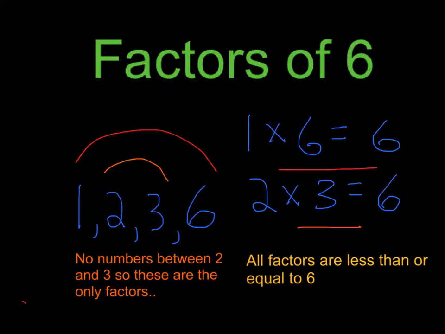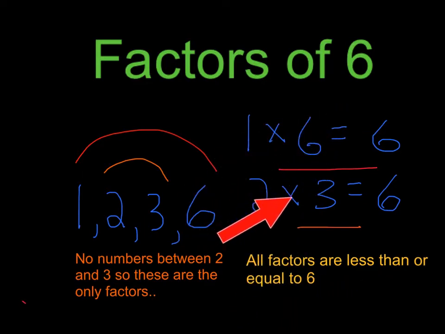Here is an example of the factors of 6. We have 1, 2, 3, and 6. There are 4 factors altogether of 6. We know this because there's no numbers between 2 and 3 left, so these are the only factors. And all factors are less than or equal to 6.